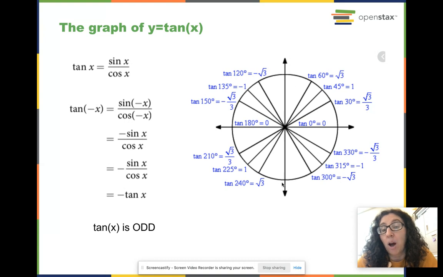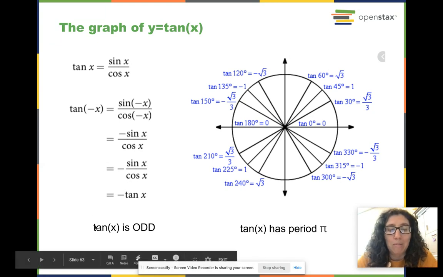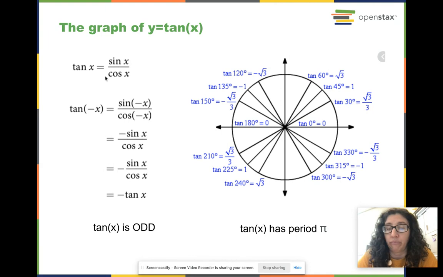From here to here is pi, right? Look at this. This is going to be the same thing. So remember, cosine and sine have period 2 pi. Tangent has period pi. It's different. Sine and cosine have period 2 pi. Tangent has period pi. And we can see where that comes from by looking at the values on the unit circle. So things we want to remember: tangent is odd, it has period pi, and we have to be careful about where the denominator is 0.